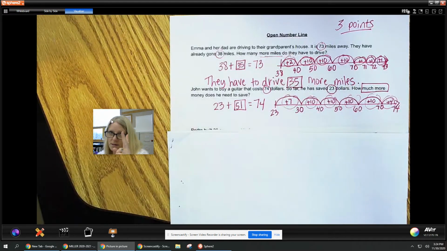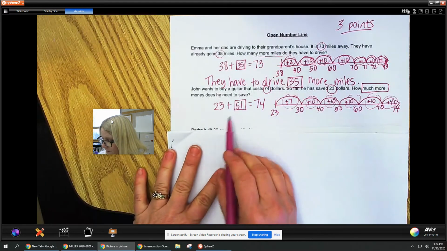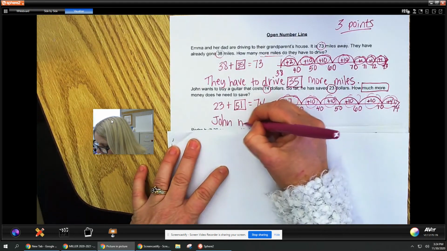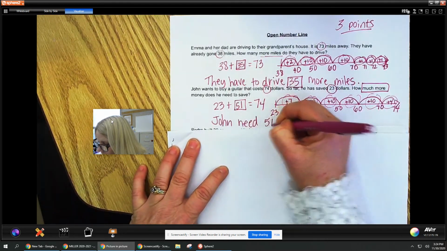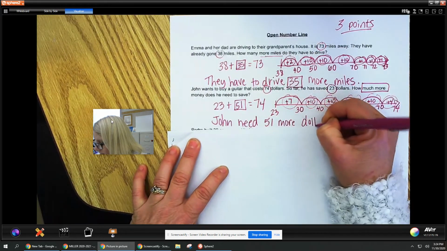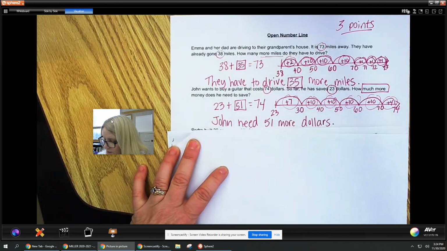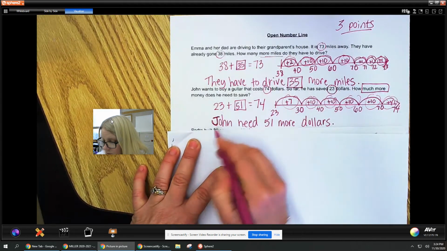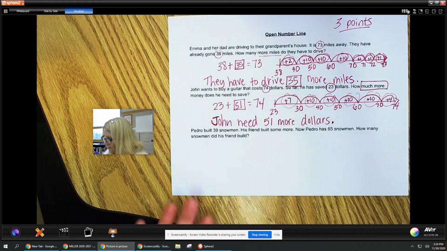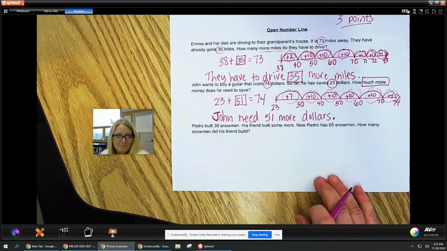So again, there's 2 points. Looking for number 3, now in a sentence. John needs 51 more dollars. Here's a good check too. Make sure you have capitals at the beginning of your sentence, or if there's somebody's name, and make sure you have a period. All right, the third one, here we go.